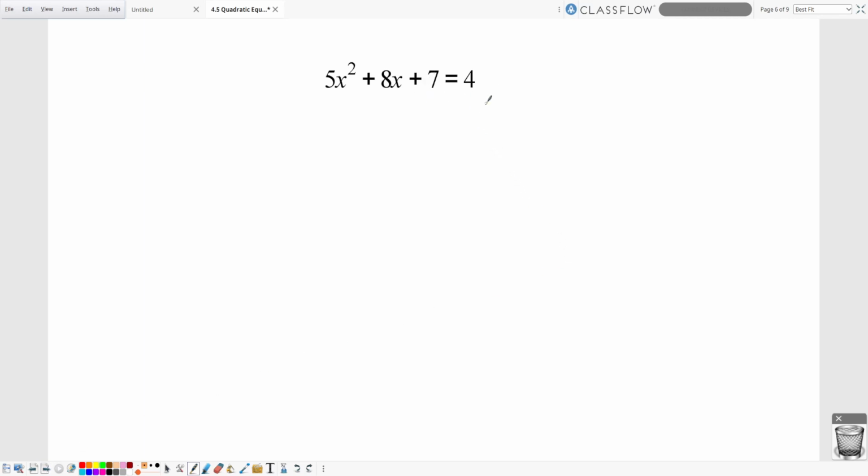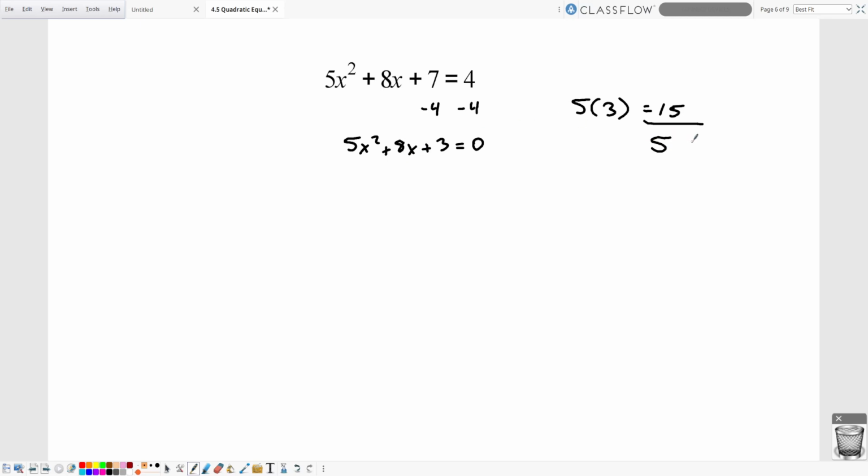Here's another example, and this is going to be a case 2. Before we factor, I need to get this equal to 0. So you subtract 4 over, you get 5x squared plus 8x plus 3 is equal to 0. It's a case 2, so you're going to take your a value and your c value, multiply those together. So 5 times 3 gives me 15. I need to figure out what multiplies to give me 15, adds to give me my middle value of 8.